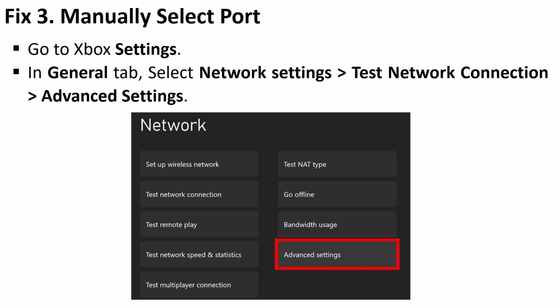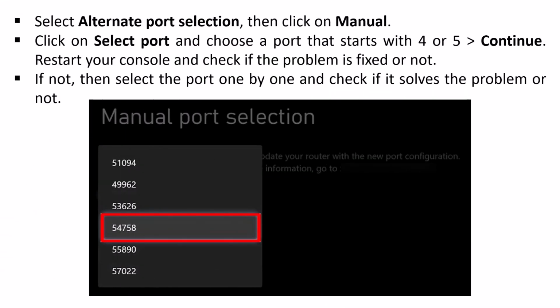Fix 3, manually select port. So go to Xbox settings, in general tab select network settings, test network connection, advanced settings. Select alternate port selection, then click on manual. Click on select port and choose a port that starts with 4 or 5. Continue. Now restart your console and then check if the problem is solved or not. If not, then select the port one by one and see which one works for you.